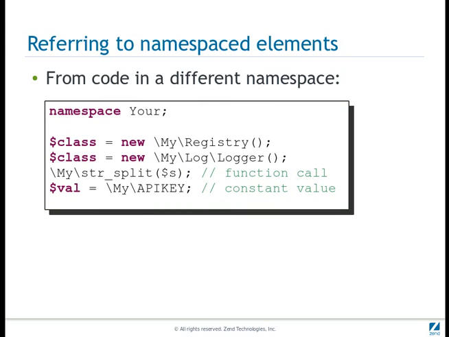Now, if you are in a different namespace, so for instance you're in your namespace, and you want to utilize those things that are in other namespaces, you need to globally qualify them. To do that, you simply use the leading backslash, and this is basically saying I want to resolve this from the global namespace, which is a backslash. You don't normally have to utilize the backslash when you're in the global namespace itself, but within other namespace code you do. So backslash my, backslash Registry, my Log Logger, my str_split. Notice in each of these examples, they're prefixed with a leading namespace separator. Now, if you're like me, that looks really ugly. And we're going to go into some examples of how to make that shorter in a moment.